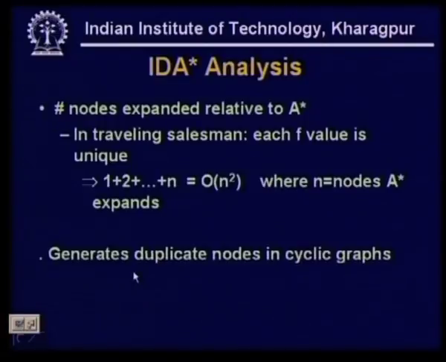If a graph contains cycles, IDA star will not be able to detect the cycles and it will expand those nodes repeatedly. But the main advantage of IDA star is its linear memory.